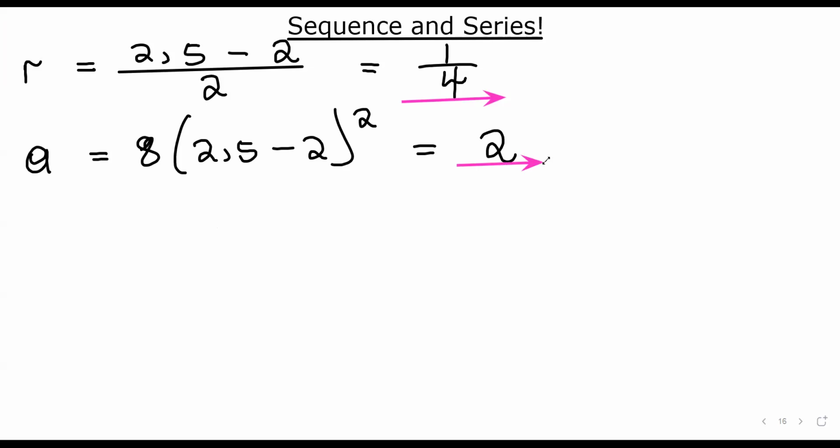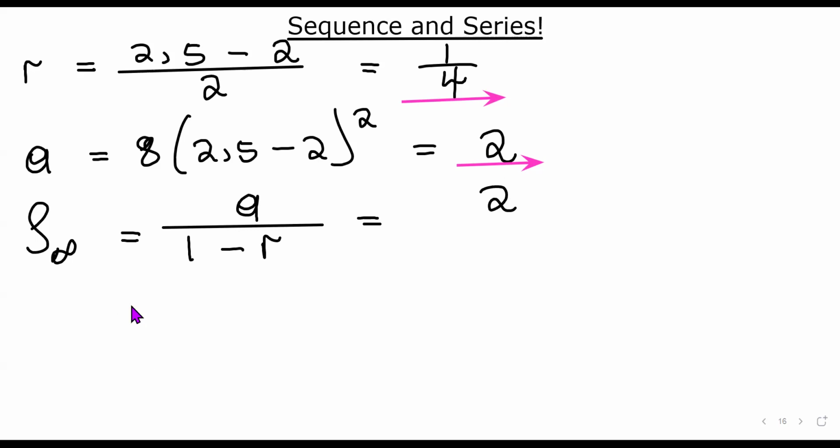Okay, fine. So now we know the first term. We also know the constant ratio. Then we can say the sum to infinity equals the first term divided by 1 minus the constant ratio. So we have 2 divided by 1 minus a quarter.